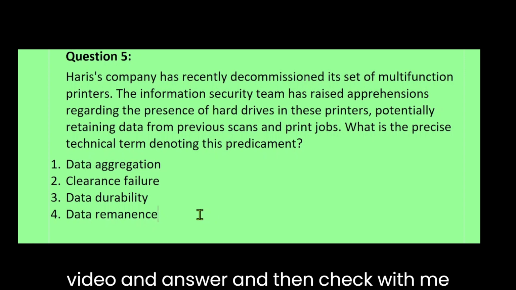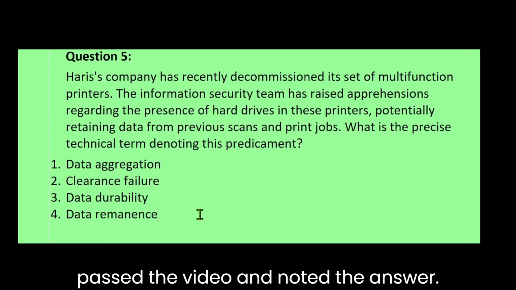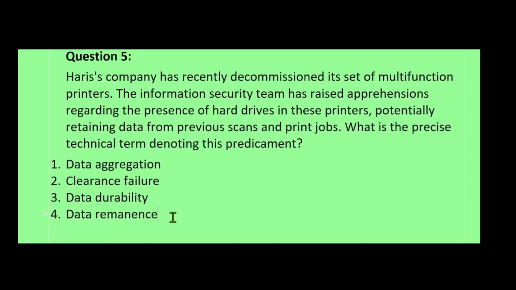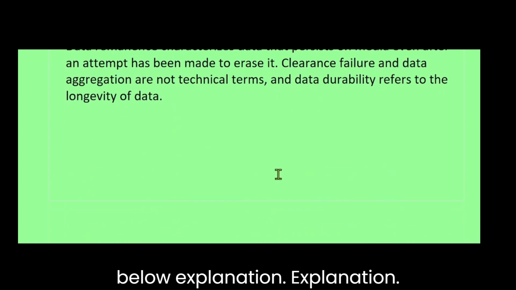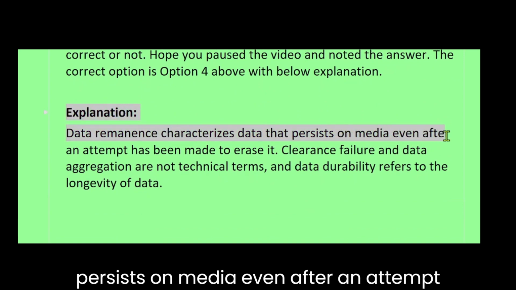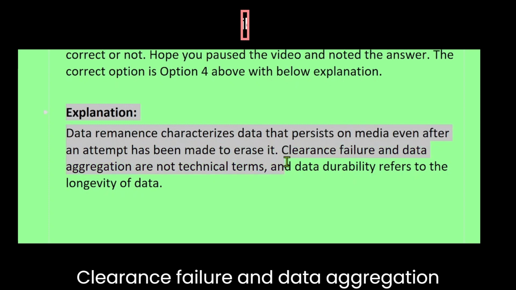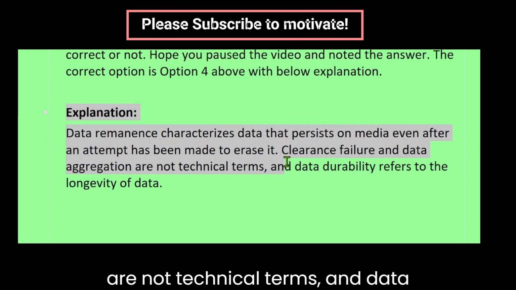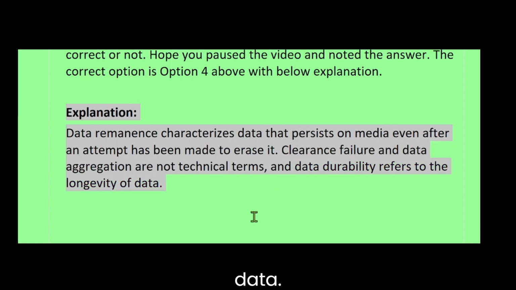Please pause the video and answer, and then check with me if you are correct or not. Hope you paused the video and noted the answer. The correct option is option 4 above, with the below explanation. Explanation. Data remanence characterizes data that persists on media even after an attempt has been made to erase it. Clearance failure and data aggregation are not technical terms, and data durability refers to the longevity of data.